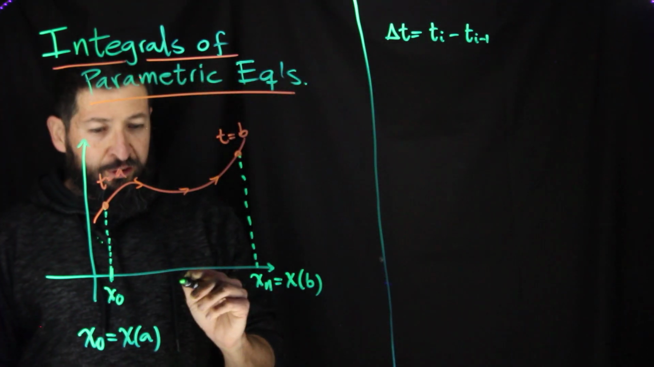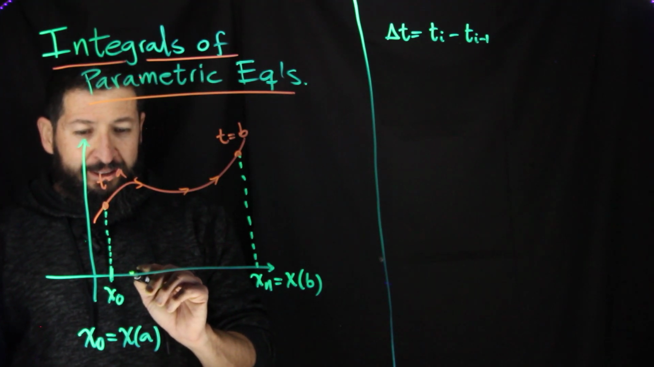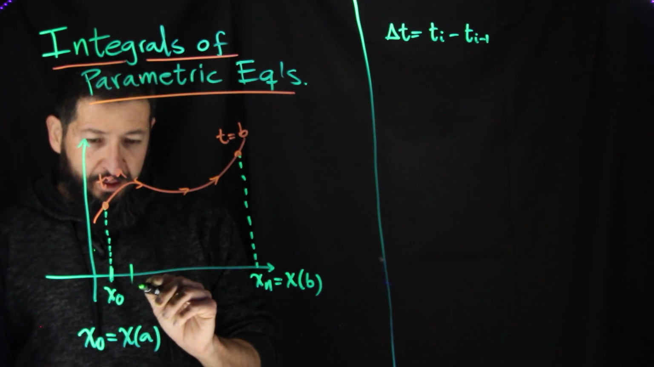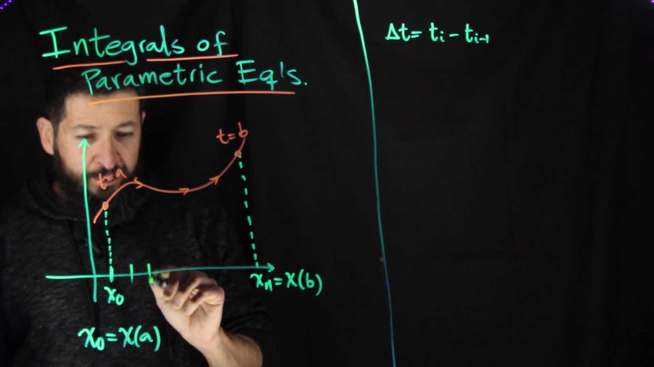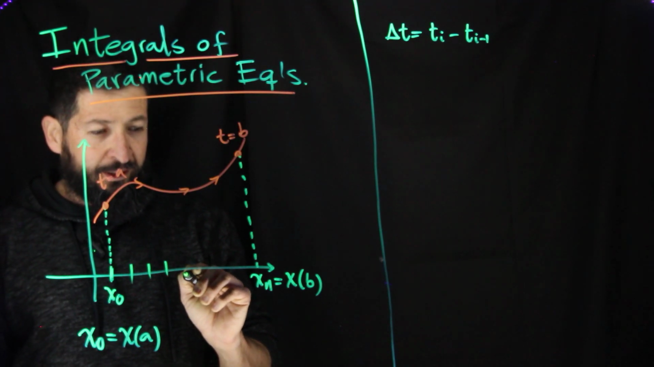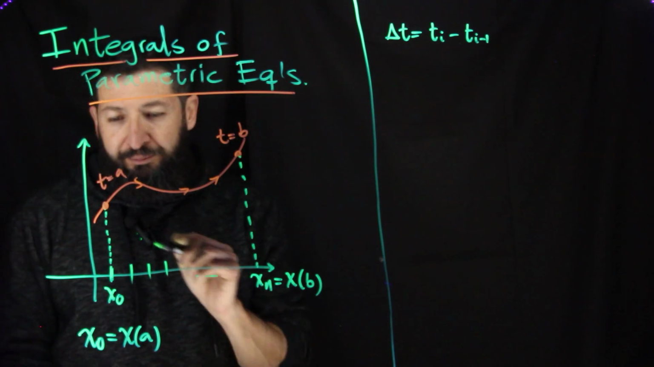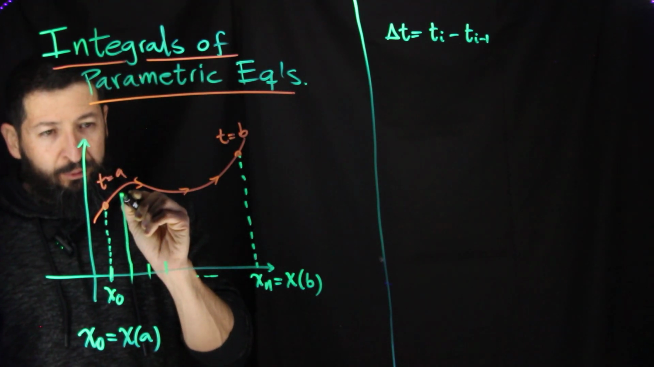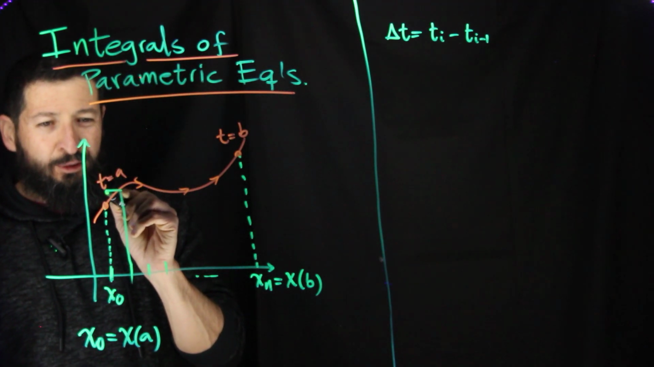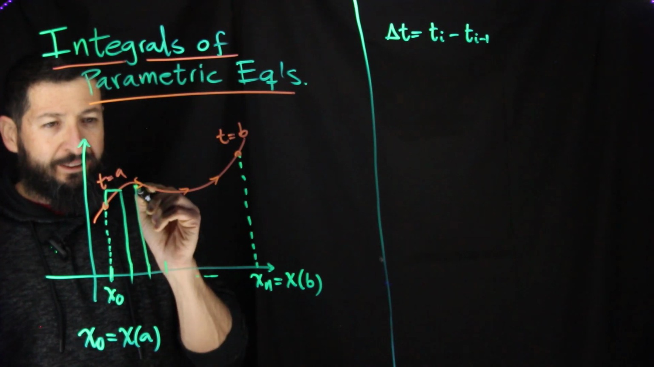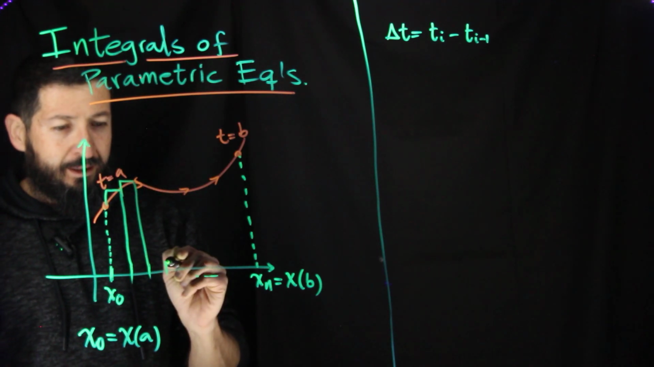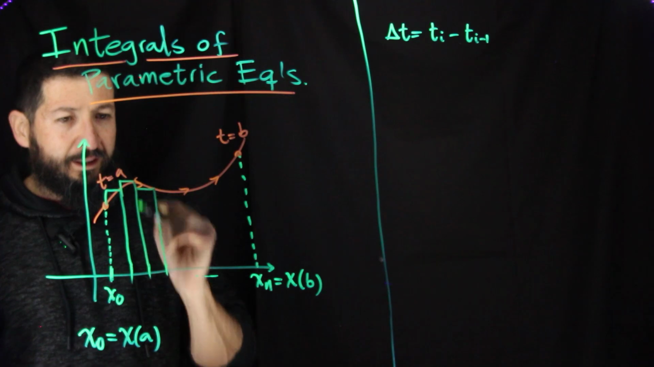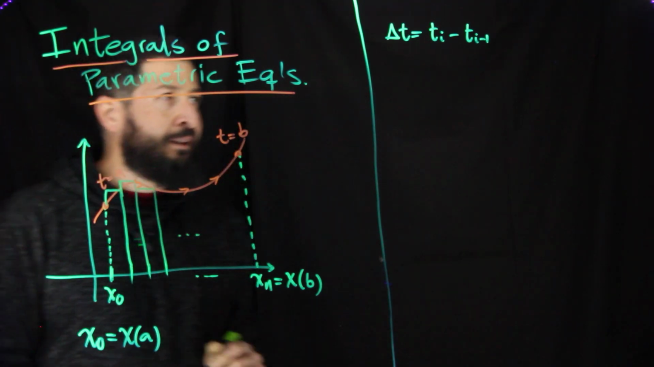So now I'm going to find what those points correspond to. I'm going to have x1, x2, x3, all the way out to xn. And I'm going to draw a rectangle. Right sums are usually easier to do, so I'm going to go with right. I'm going to start my sums there, and continue like that.